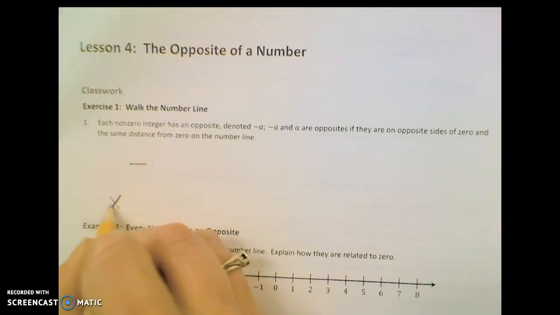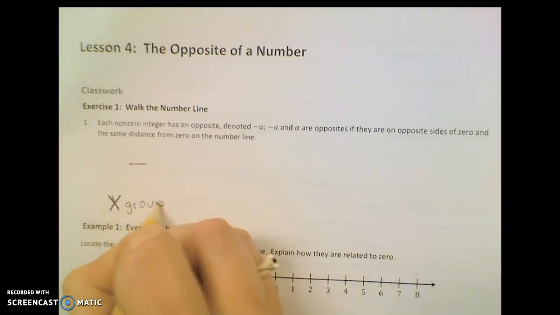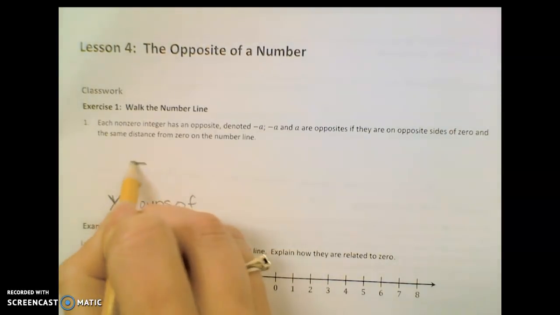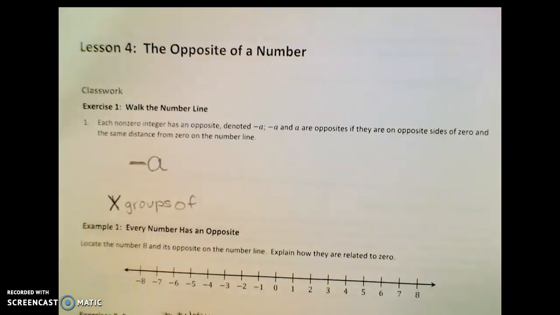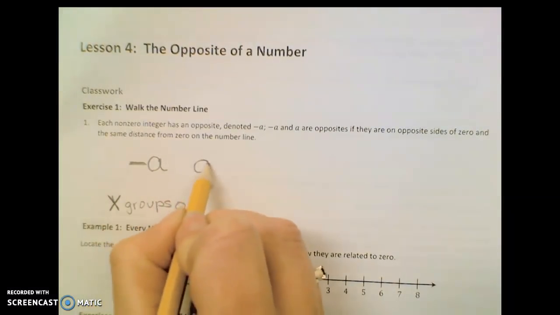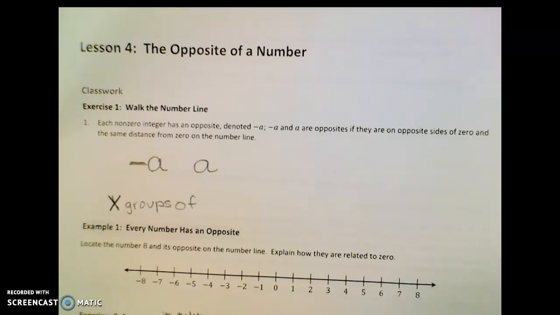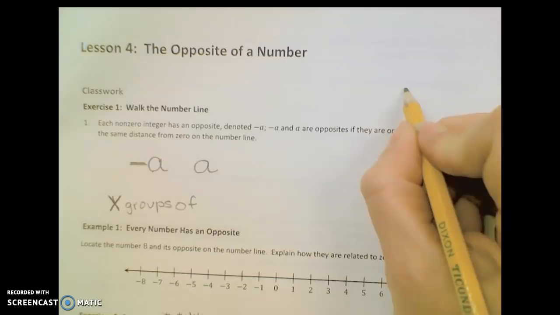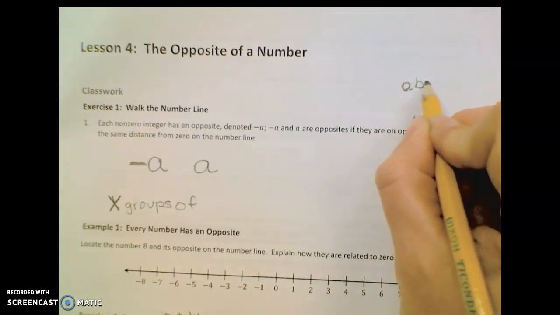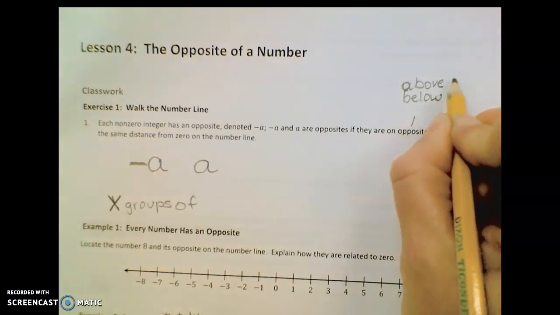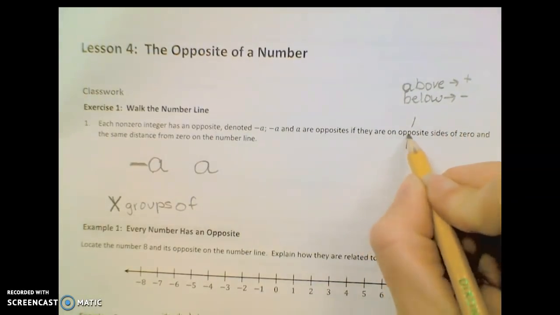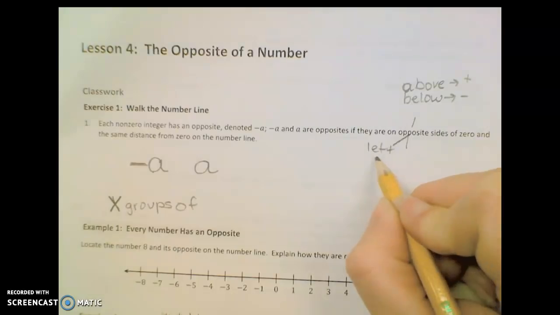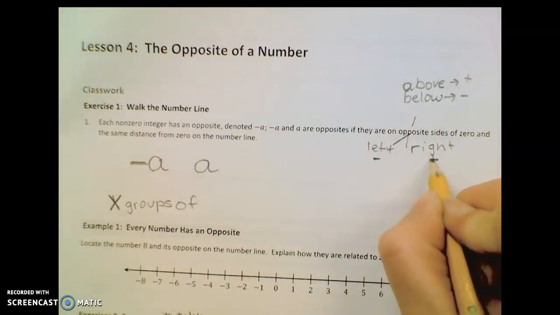Just like our multiplication really means groups of. This negative, we call it a negative sign, but its meaning is that it is the opposite of whatever number this is. So negative a and a are opposites if they are on opposite sides of 0. So one of them is above 0 and one of them is below 0. We know above 0 is positive numbers, below 0 is negative numbers, or one of them is to the left of 0, which would be negative numbers, or to the right of 0, which is positive numbers.